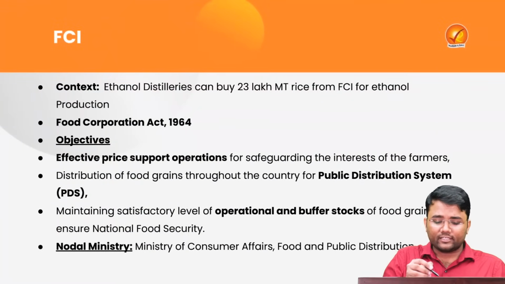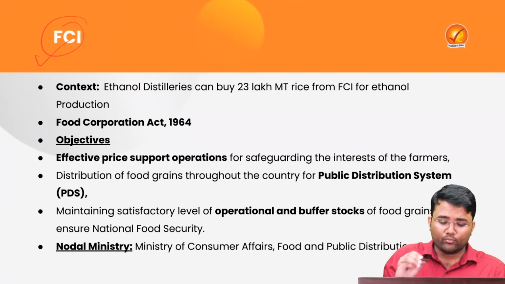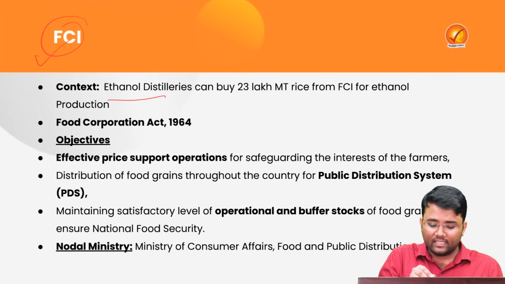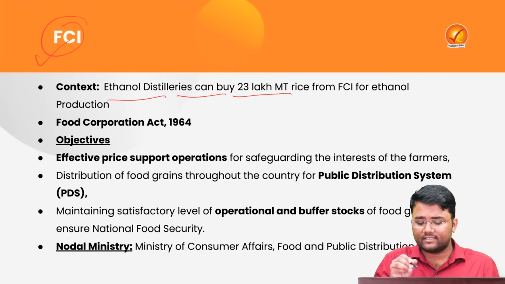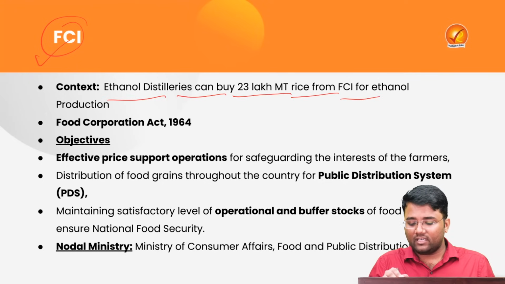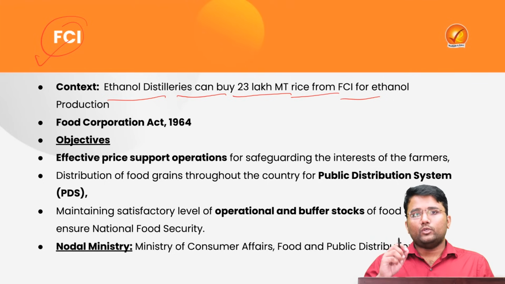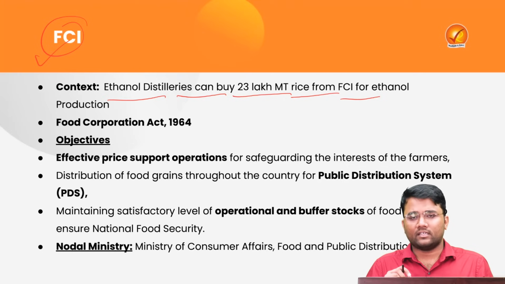Next, our topic is the Food Corporation of India. The context is that ethanol distilleries can buy 23 lakh tonnes of rice from the Food Corporation of India for ethanol production. Now you tell me, how many categories of biofuels have been given by the National Biofuel Policy?